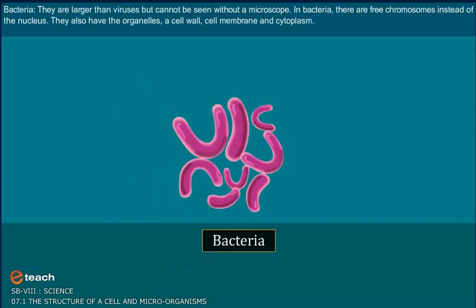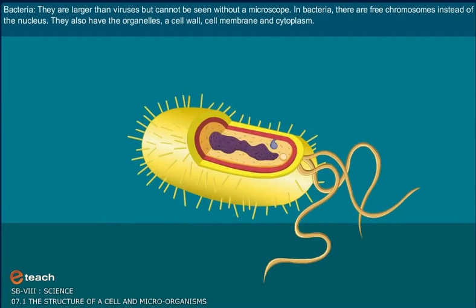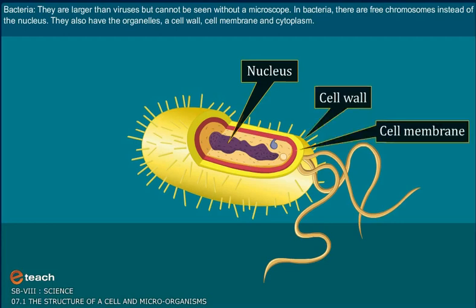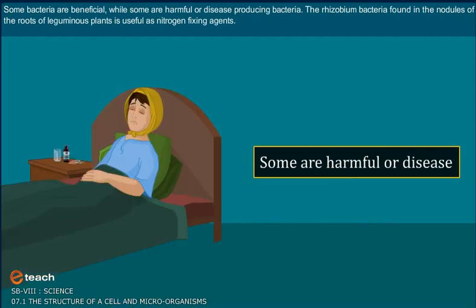Bacteria. They are larger than viruses but cannot be seen without a microscope. In bacteria, there are free chromosomes, without a nucleus. They also have organelles, a cell wall, cell membrane, and cytoplasm. Some bacteria are beneficial, while some are harmful or disease-producing bacteria.